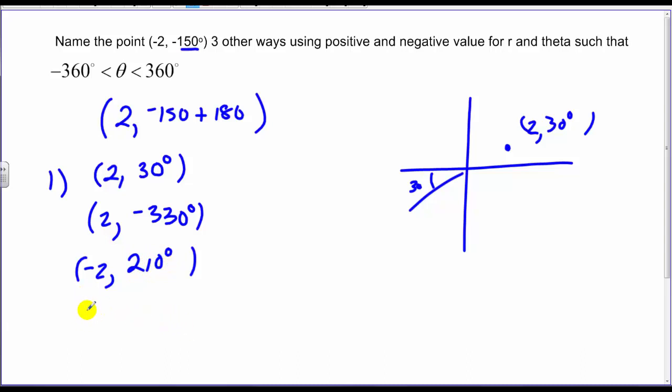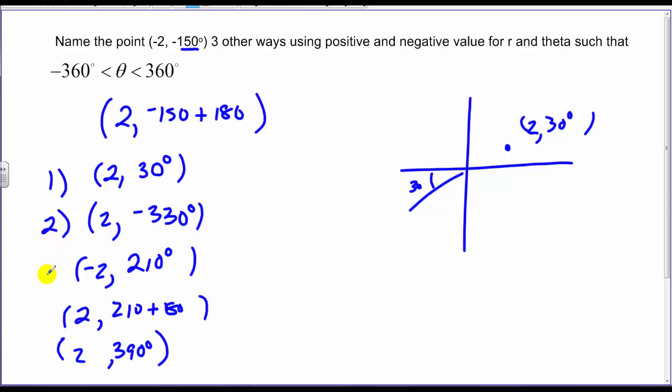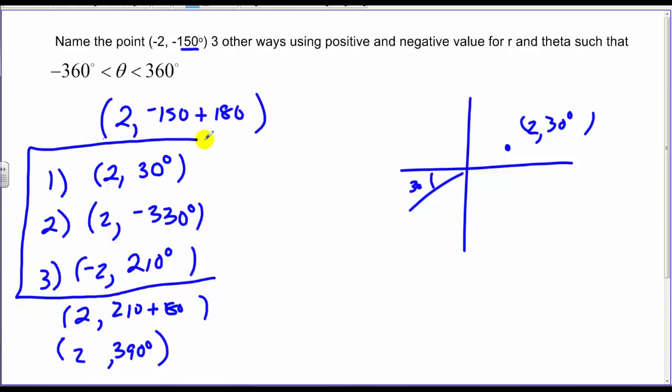So notice that would give me a total of 2 and 210 plus 180. I could subtract 180 for all that matters. But that gives me 2 and then a total of 390 degrees, which puts me at 2 and 30. So here are my 3 angle measures that describe -2 and -150 in 3 different ways.